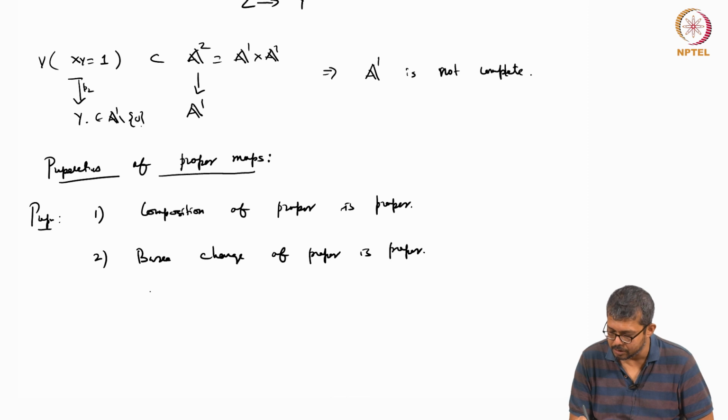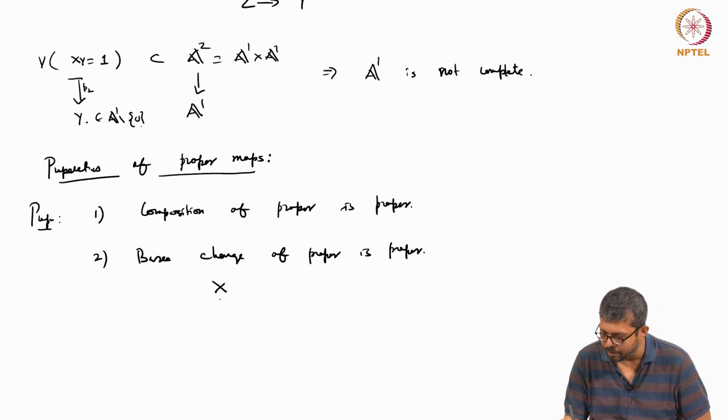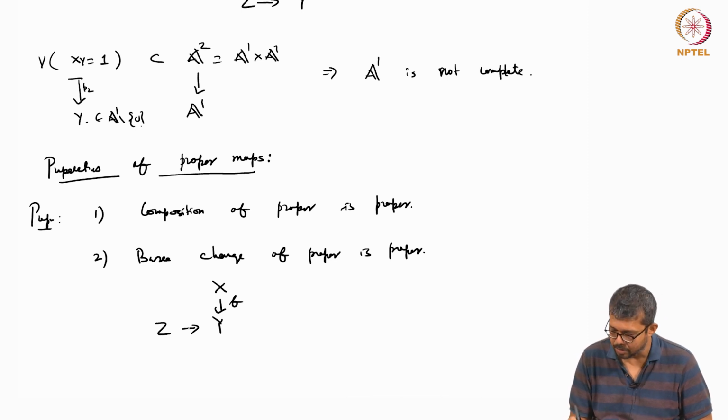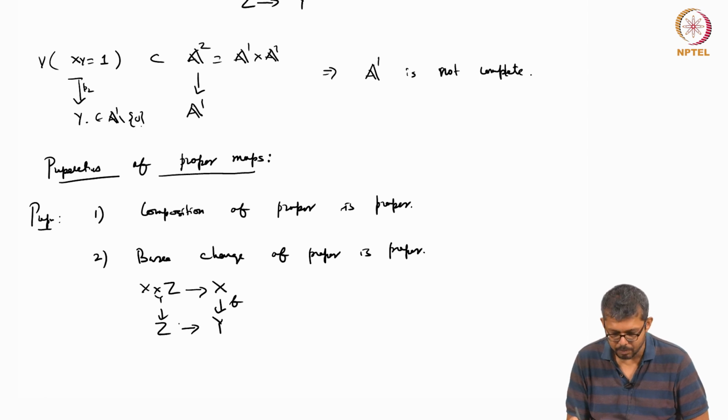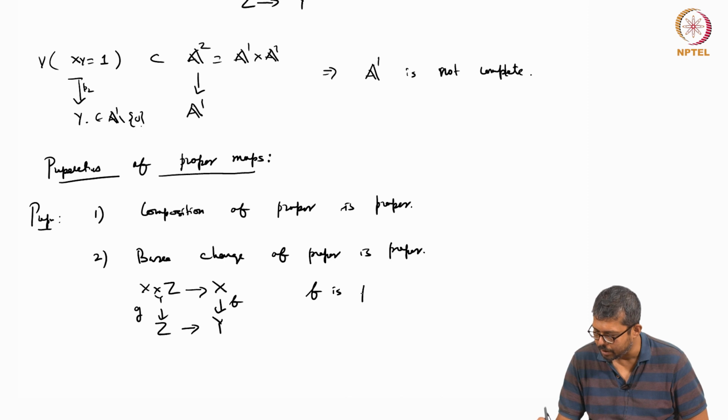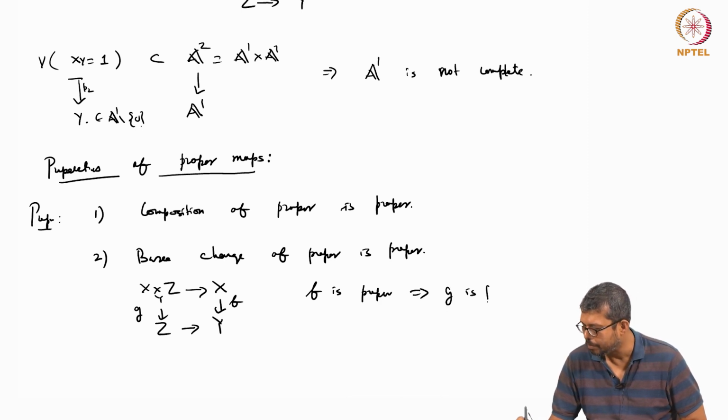So this says that if you have a map from X to Y, and Z such that X cross Z Y, and if you call this f, f is proper implies g is proper.